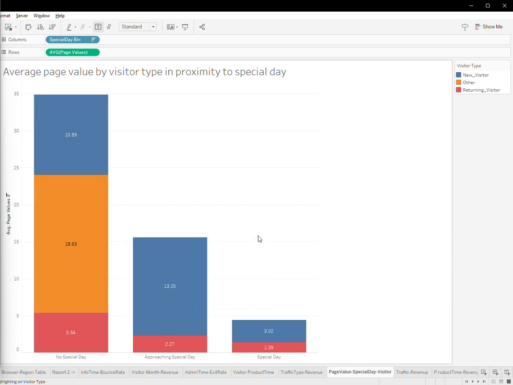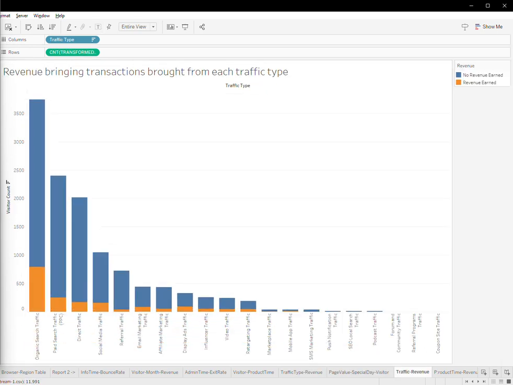Question 6 asks, which traffic type has the highest transaction rate? Which can be plainly seen in the stacked bar chart over here, that organic search traffic brings in the most revenue, with paid search traffic, direct, and social media traffic bringing in the following largest amounts of revenue making traffic. Paid search traffic brings in the second highest amount of traffic but has one of the lowest revenue making traffic proportions, while display ads traffic brings in the highest proportion of revenue making traffic, though it does not bring in a significant amount of traffic.